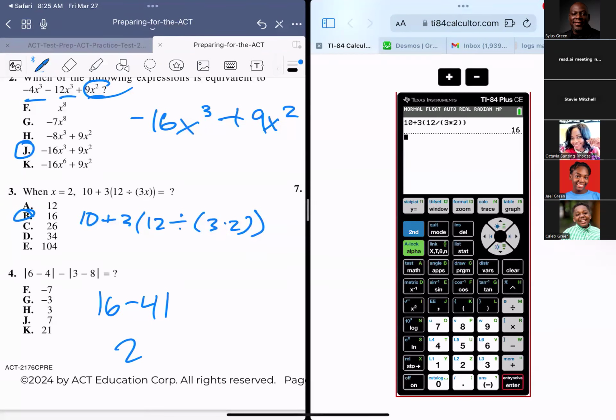So that's just 2. Minus the absolute value of 3 minus 8. 3 minus 8 is negative 5. The distance of negative 5 from 0 is 5 because distance can't be negative. So it would just be 5. So 2 minus 5 is negative 3. So for this one, it would be G, negative 3.